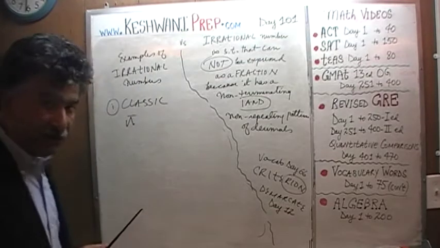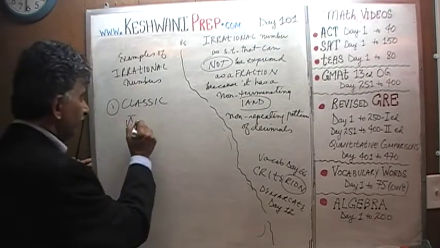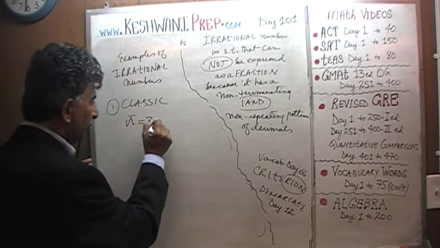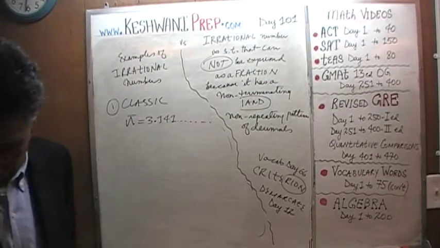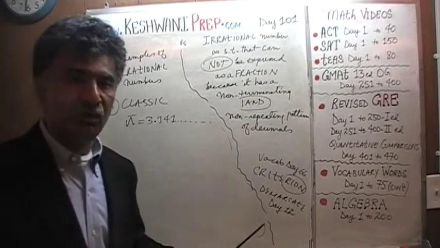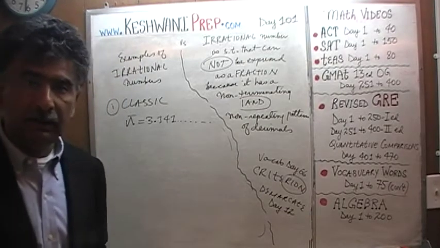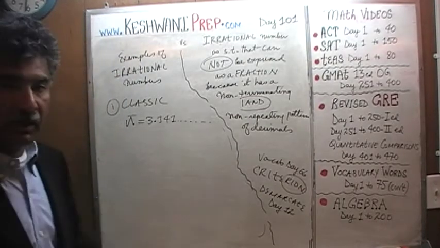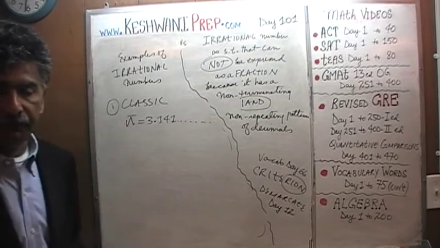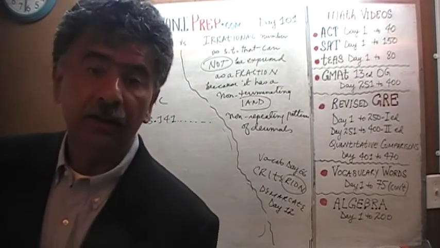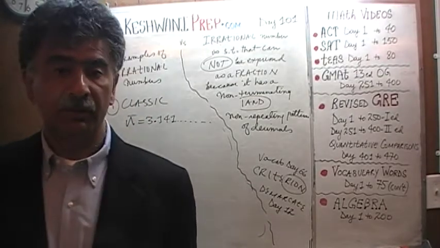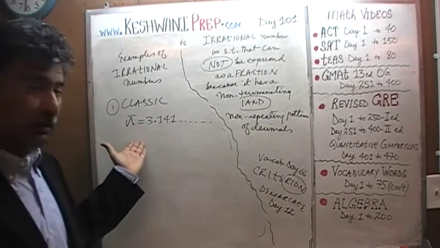But anyway, the value of pi is 3.141 something something something. It goes on forever and ever. It never ends. There is no pattern, no rhythm or rhyme. Because there is no pattern, it never ends. It's an irrational number. There are quite a few natural phenomena that are irrational numbers, so they occur in nature. This is a natural phenomenon.